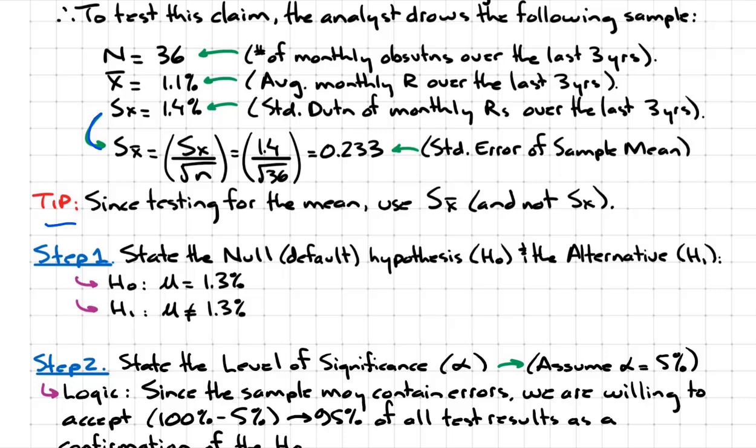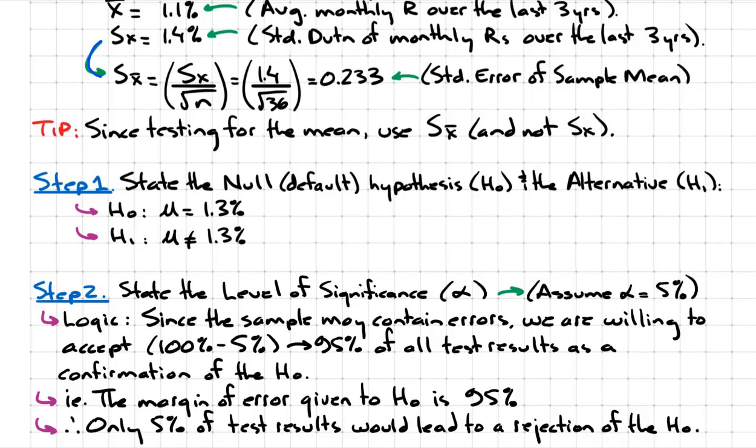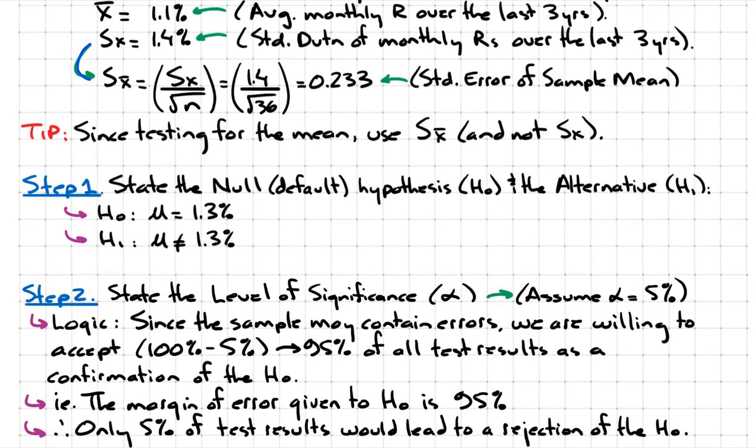Now the book has 7 steps to hypothesis testing. I have simplified it to just 4 steps. And let's have a look. The first step is to state the null, which is the default hypothesis, and the alternative. These are mutually exclusive. So for example, what is the claim that's being made about the population mean? The manager is saying that the population average return is 1.3% per month. So that would be your null hypothesis. Therefore, the alternative would be the complement of that. So the alternative would be that the average is not equal to 1.3% per month.